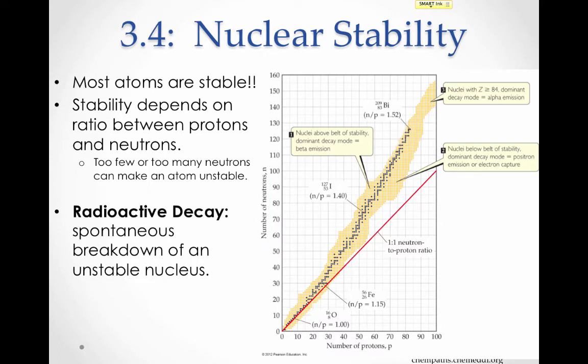So, radioactive decay is defined as the spontaneous breakdown of an unstable nucleus. This spontaneous part is important. This is not a man-made process. Radioactive decay happens spontaneously and naturally. The three types we're going to look at are alpha decay, beta decay, and gamma decay.